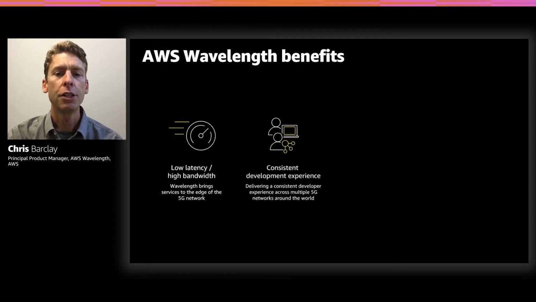Second, you deploy your application to Wavelength Zones. AWS infrastructure and deployments that embed AWS compute and storage services within telecommunication providers' data centers at the edge of the 5G network. Wavelength Zones deliver a consistent developer experience across multiple 5G networks around the world, allowing you to build ultra-low latency applications using the same familiar AWS services, APIs, tools, and functionality you already use today. You can deploy portions of your cloud-based applications requiring ultra-low latency to Wavelength, and then connect seamlessly to the rest of your application and services running in AWS.